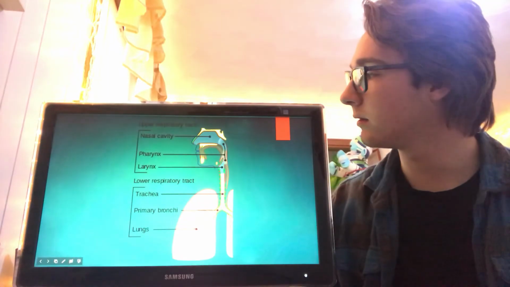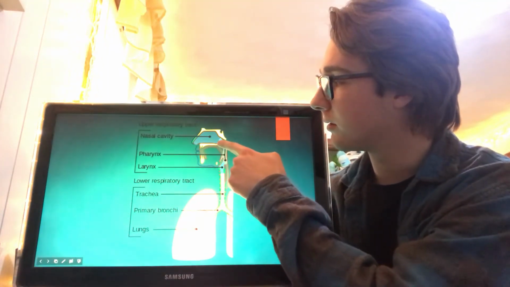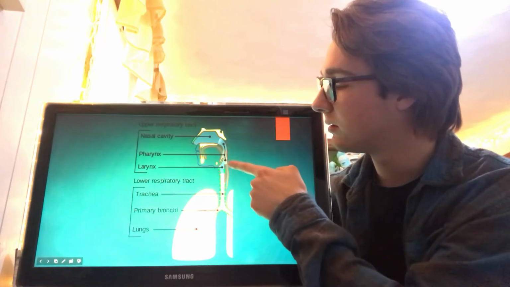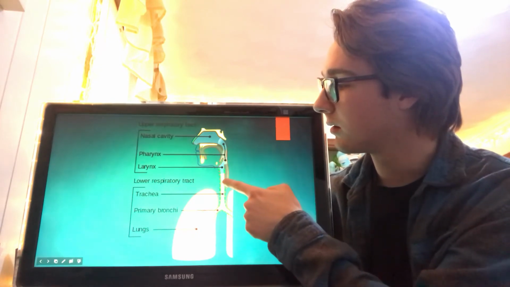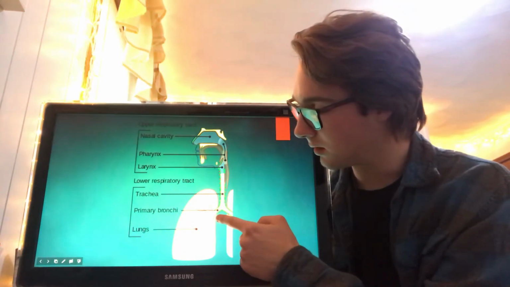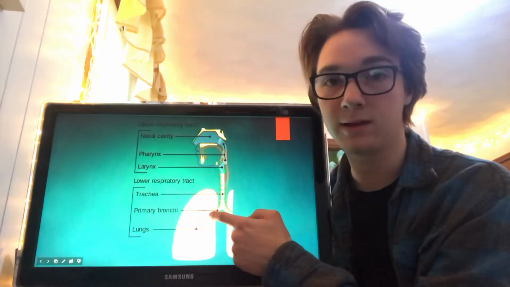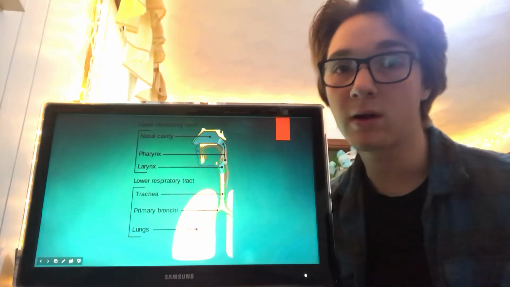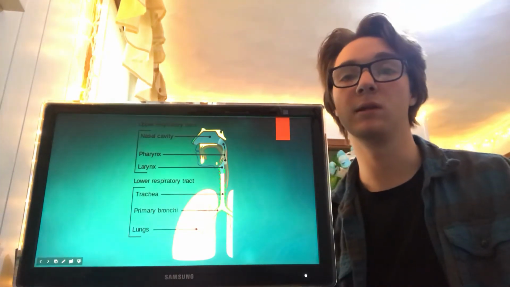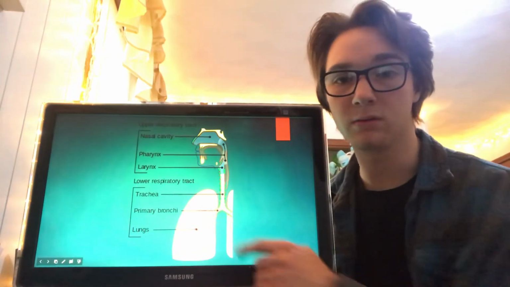So if you look on this diagram here, you will see that air can pass through the nasal cavity, enter the pharynx, then the larynx, and then go down the trachea. Now once you reach the end of the trachea, there are two primary bronchi. Now these bronchi will later split into bronchioles, and these bronchioles will later split into alveoli. Now what we're looking at here mostly is the bronchioles.